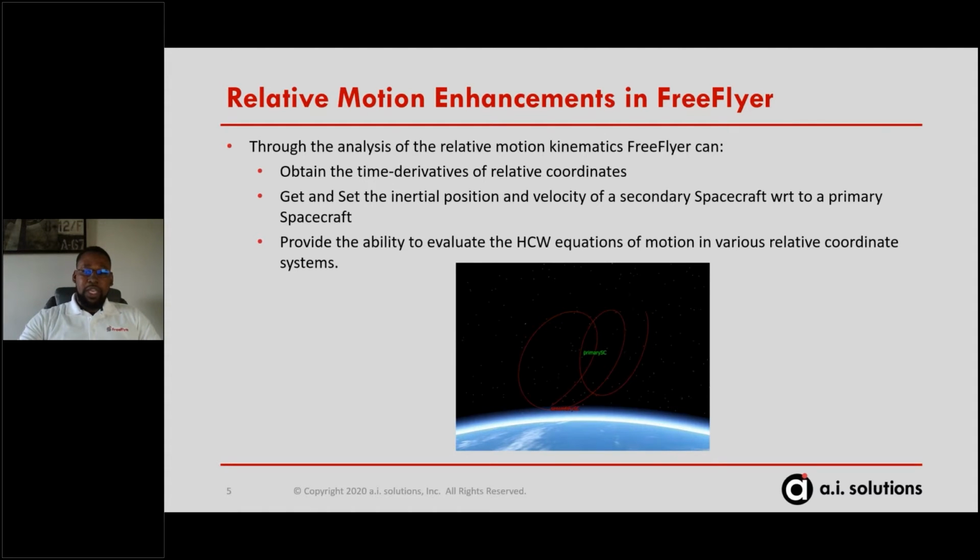Now, for the relative motion, for the HCW equations, we are using the first order derivative equations for this, and this is due to them being able to produce results in the same form, whether you're using curvilinear or rectilinear coordinate systems.